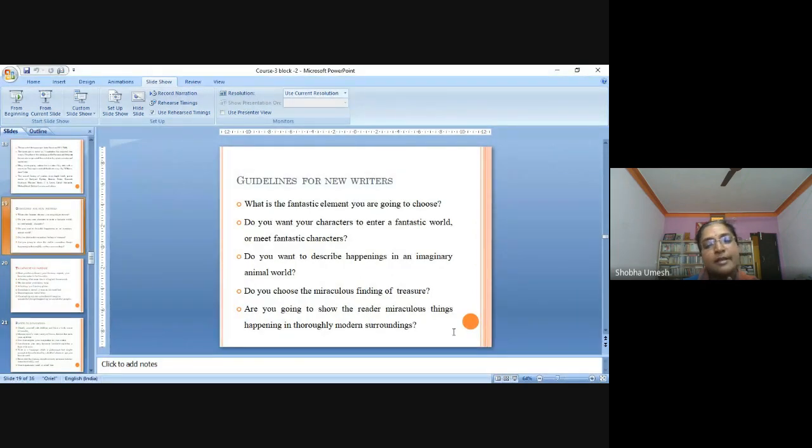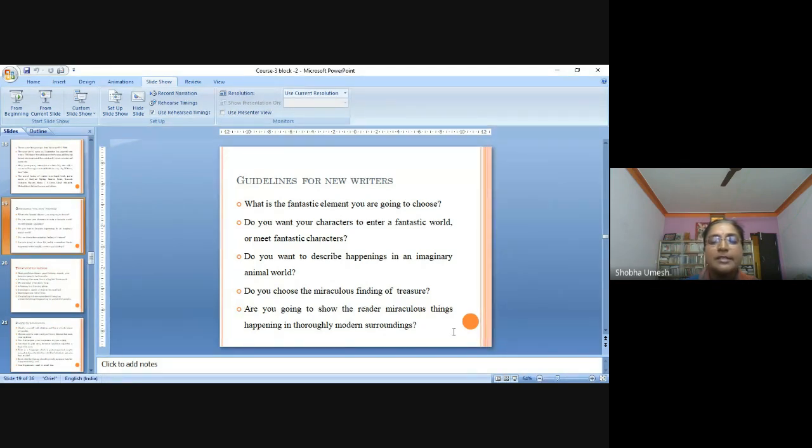And next, there are certain guidelines for new writers. For beginners, we have to have a certain set of rules, regulations and principles in writing short stories. What are the things we have to keep in mind when we start writing a short story? If I'm a beginner, what points do I have to keep in mind? Because without a certain framework, we can't become a writer.